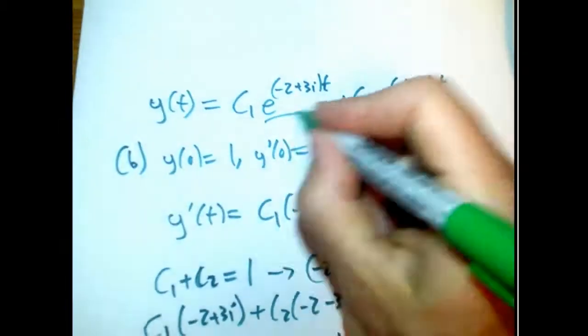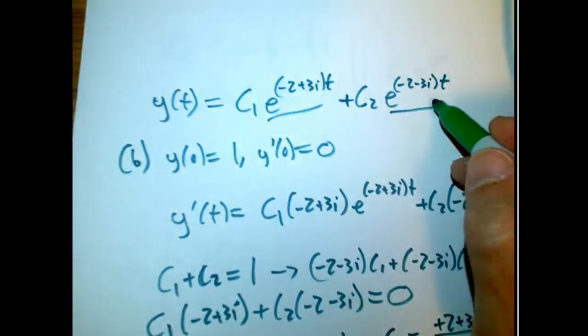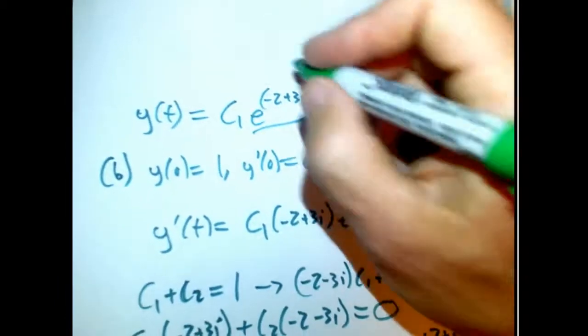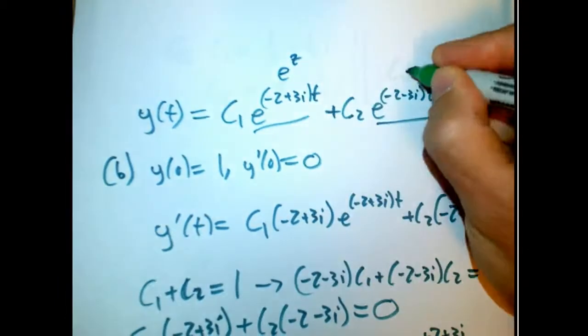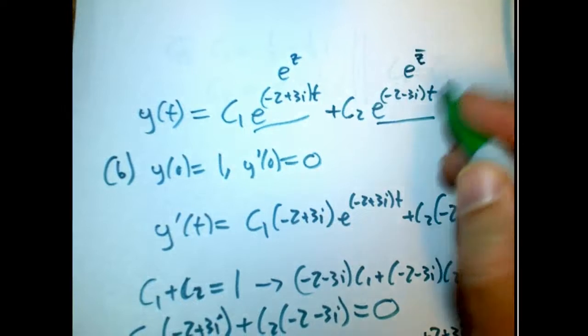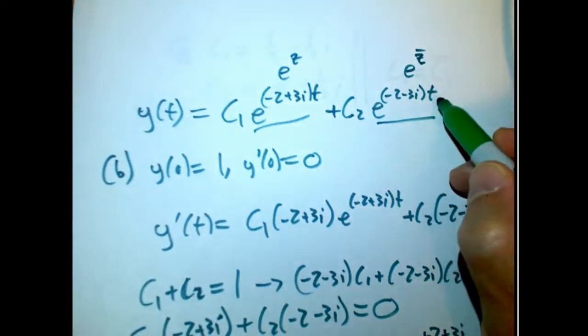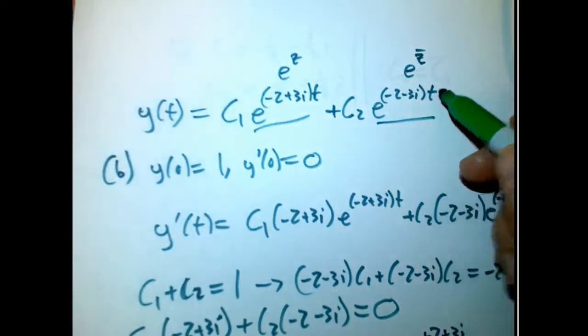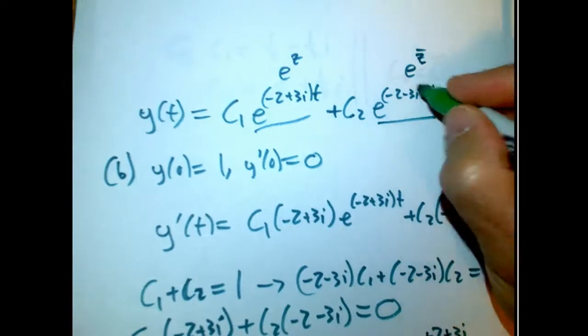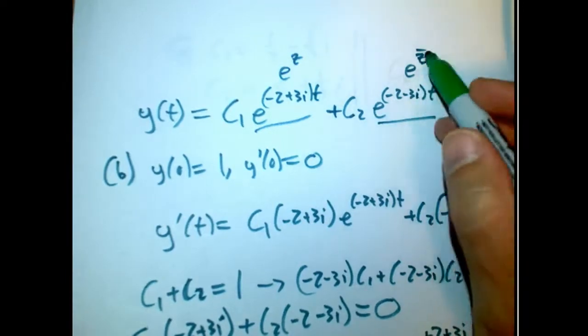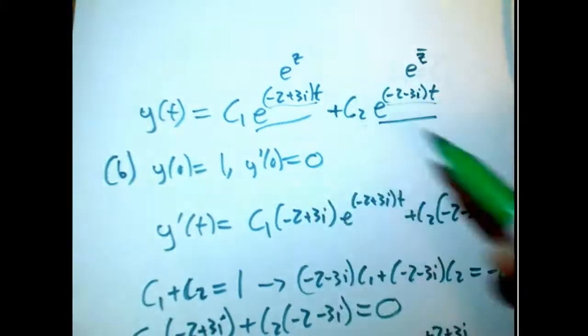Now these guys are already complex conjugates of each other, because this is of the form e to the z, and this is an e to the z bar. Because notice, since t is a real number, because we haven't gone to imaginary time, which you do in some physics, but not here, this really is just the complex conjugate of this guy.